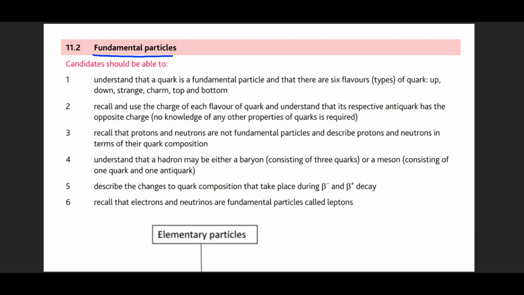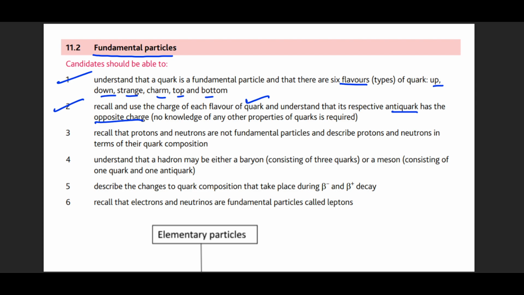So what is the first part of the syllabus? We need to understand that there are 6 flavors: up, down, strange, charm, top, bottom. We have seen the flavors. The charges on them, we've also observed as well. It says: recall the charge of each quark flavor, and understand that the respective anti-quark has the opposite charge but the same mass. We know matter and antimatter as well.